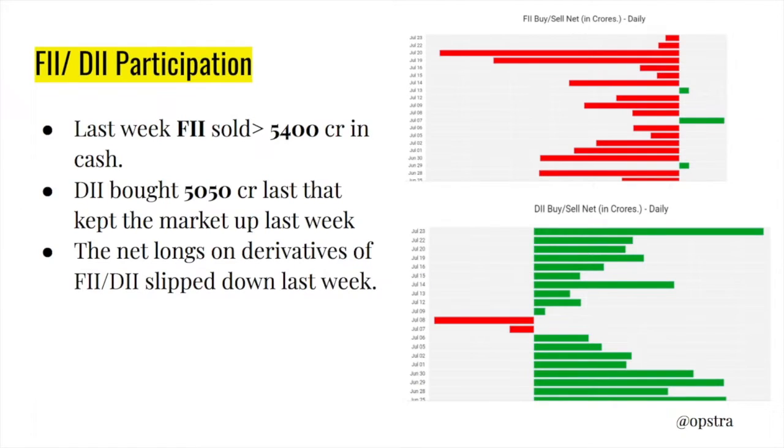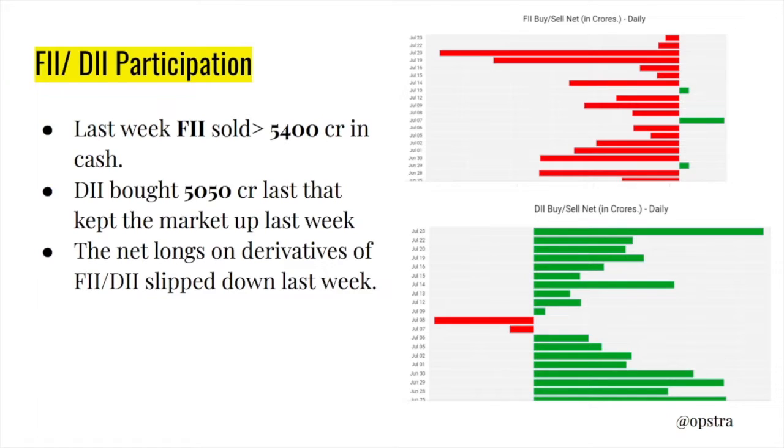Now let us look at the foreign institution and the domestic institution participation last week. This is very interesting. 5,400 crores worth of cash market selling happened by the foreign institutions last week alone. Overall, if you look, 10 to 12,000 crores of selling has happened in this 1 month itself, you can say.